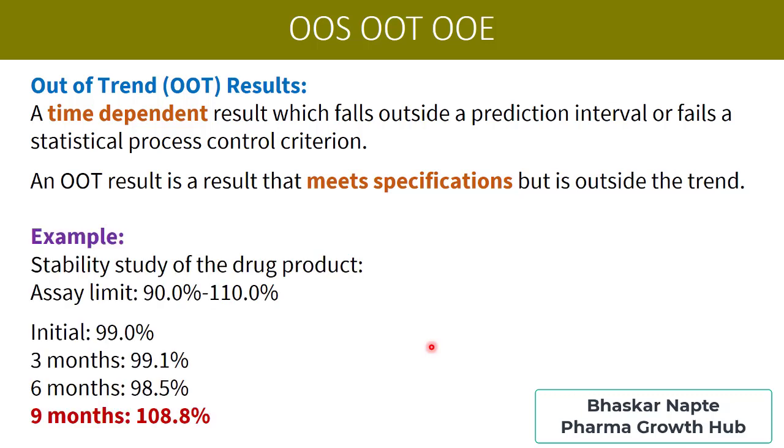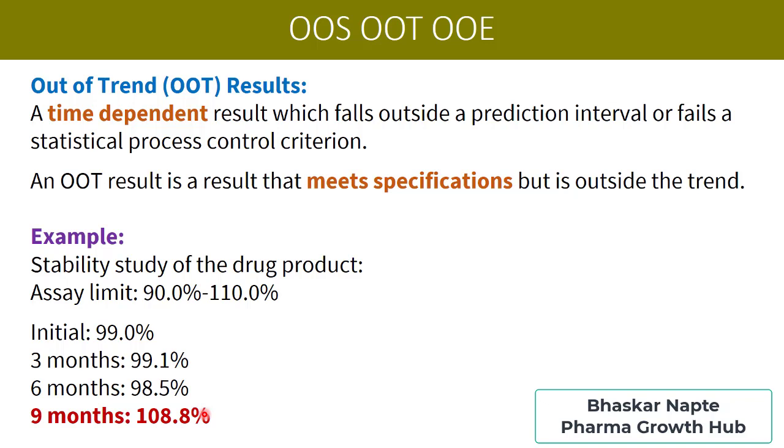I'm sure you must be. And this is an example of an OOT result. The stability study of the drug product, the assay limit is 90 to 110%, initial value is 99, third month 99.1, sixth month 98.5, and ninth month suddenly you got 108.8. Now remember, this 108.8% result, is it meeting the spec? Absolutely yes, because my specification limit is 90 to 110%. So the result is within the 90 to 110%. But is the ninth month result following the trend? Absolutely not. It is something out of the trend. And hence I must apply the OOT, out of trend SOP, to investigate this particular observation.